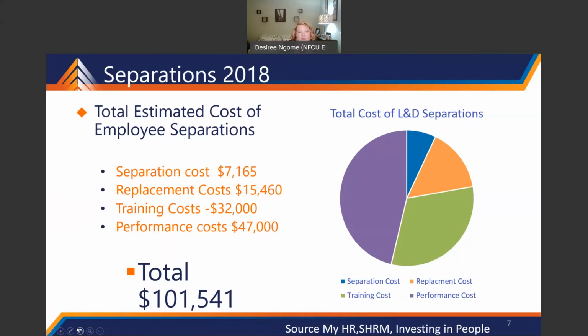So next we look at the cost of replacement, which is $15,460, and of course training, $32,000, right? Now, I will say with training, I only included the new employee orientation training and 1 week of OTJ training. So if an employee needed a little bit more than that, those figures were not counted in. So it was more of an average. But finally, we're going to look at performance costs of $47,000. And together we arrived at that grand total of $101,541 spent on separations in 2018.